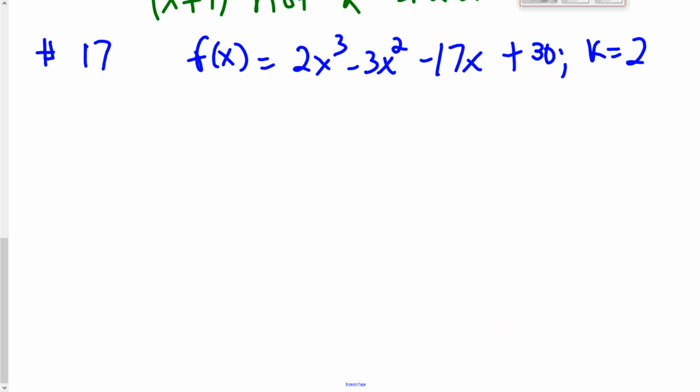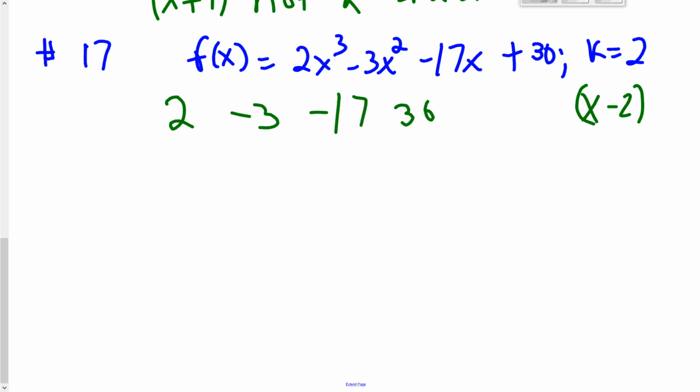Okay, so here, number 17, they give us our polynomial, but this time they actually give us a 0. So k equals 2 is a 0, and we want to find the other factors. So if k equals 2 is a 0, that means x minus 2 would be a factor. So that's one of the factors. And now we're going to run through synthetic division. Make sure all your coefficients are taken care of. There's nothing missing. It is a degree 3, so there should be 4 terms, which we have.